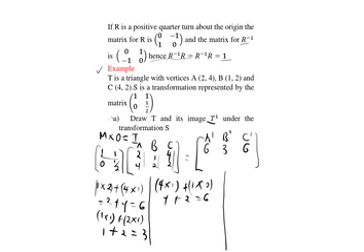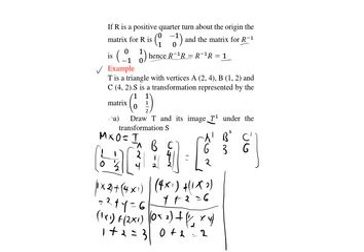For the y coordinate, we take the second row. So we have 0 times 2 plus half times 4. So this is 0 plus 2, which is equal to 2. So the y coordinate of A prime is 2.